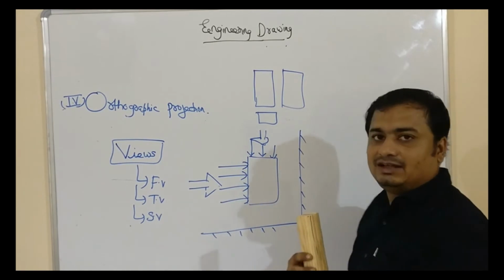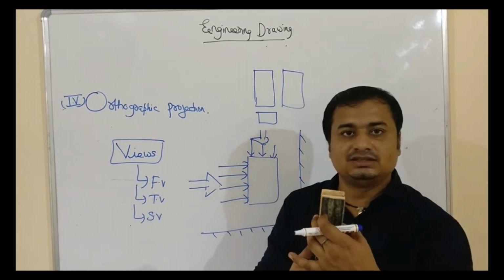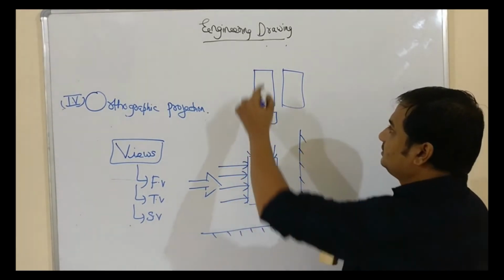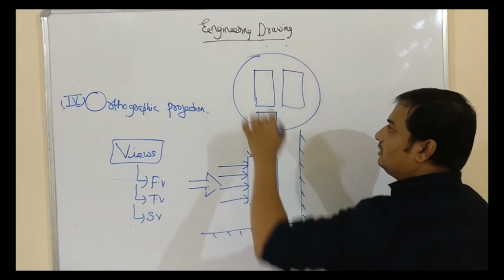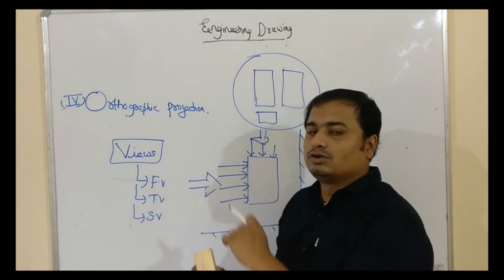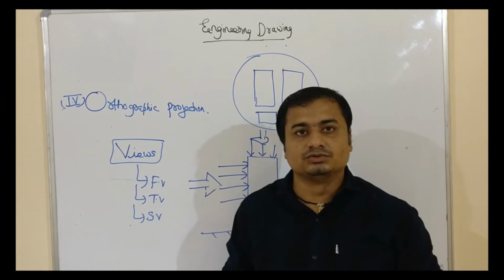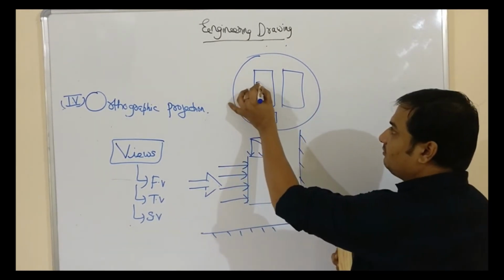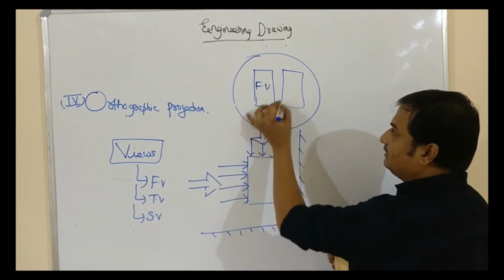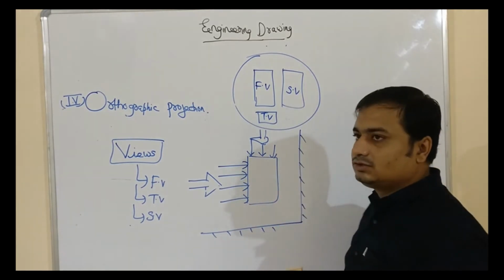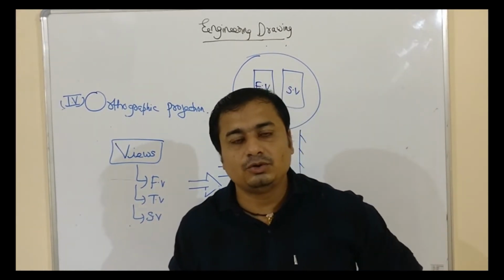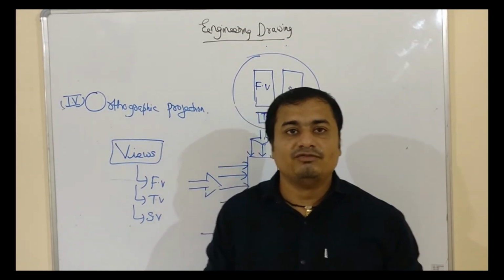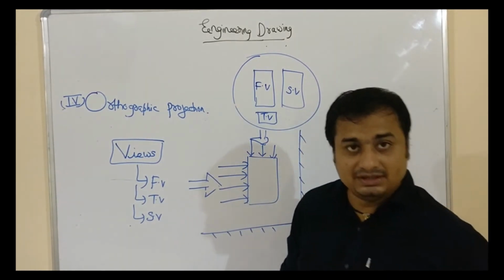So what we have done basically is convert this 3D object into a 2D image. That is called orthographic projection. So we split the views: this is the front view, this is the top view, and this is the side view. Basically this is called orthographic projection. So we are going to split the views of various components.